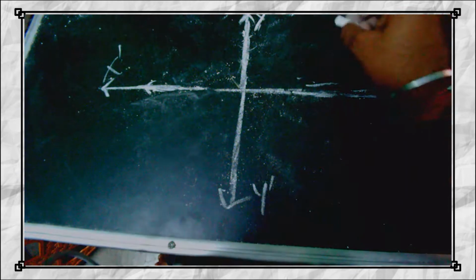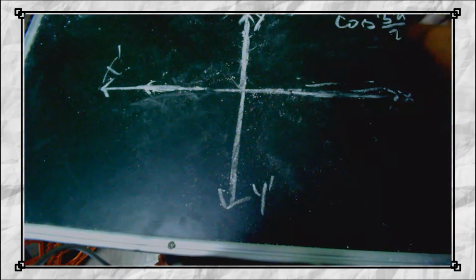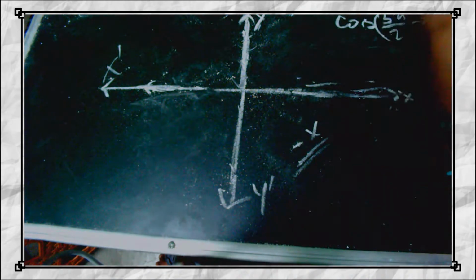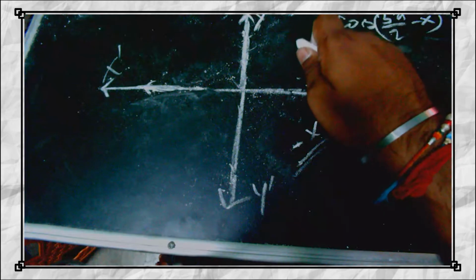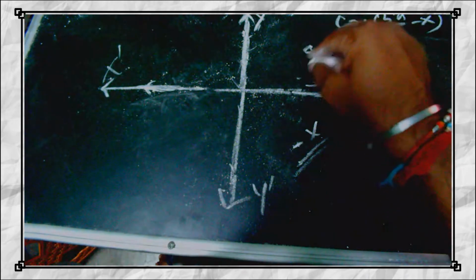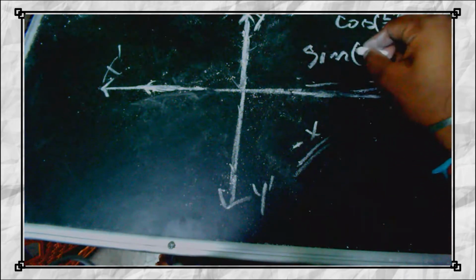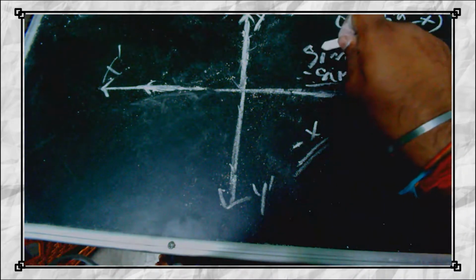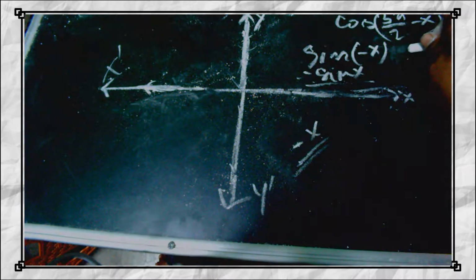Next we will calculate the value of cos of 3 pi by 2 minus x. 3 pi by 2 is here and minus x is somewhere in the fourth quadrant. In the fourth quadrant cos is positive, the sign will remain the same and the ratio will be changed to sine, so it will be sine of minus x. Sine of minus x is minus sine x, so the value of cos of 3 pi by 2 minus x is minus sine x.